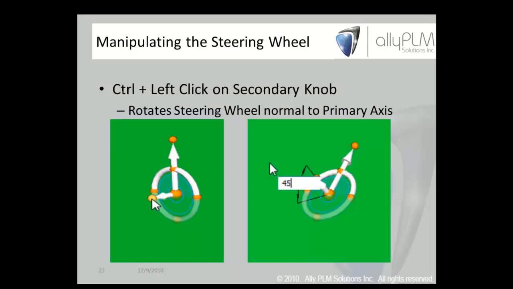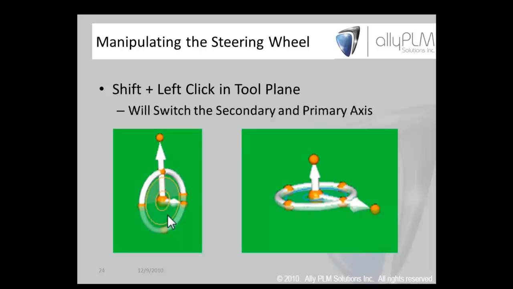And if I hold down Control and left click on the secondary knob, it's going to rotate it back normal to the primary axis. So those are very similar. Just keep in mind, Control, Shift, with the knobs, the secondary and the primary knobs can allow you to get different vector orientations. And these last two here are really tips and tricks, I think. I use these a lot.